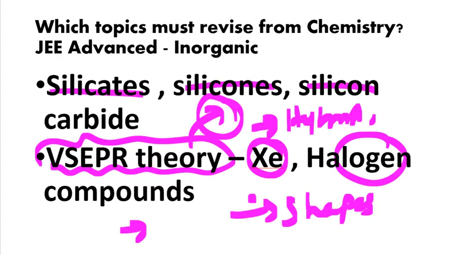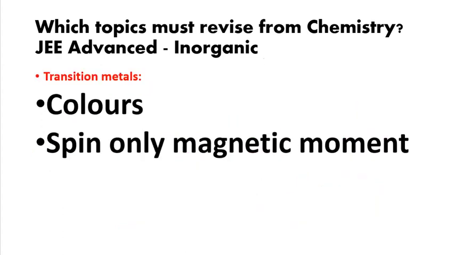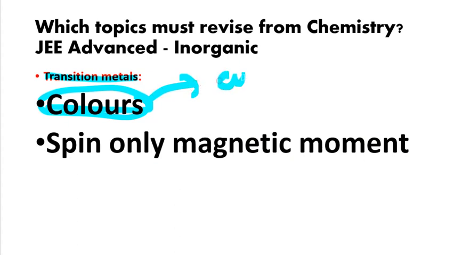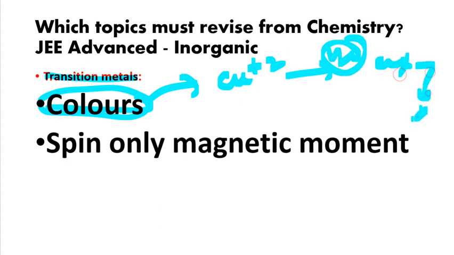Now the next one, transition metals. From transition metals, the frequent questions are appearing from colors. For example, if you take copper plus 2 reacting in water and further X and Y and Z, which is going to give blue and some other purple color like that. So we need to have complete command on colors of transition metals because frequent questions are appearing from it.